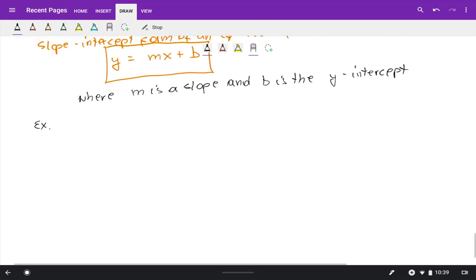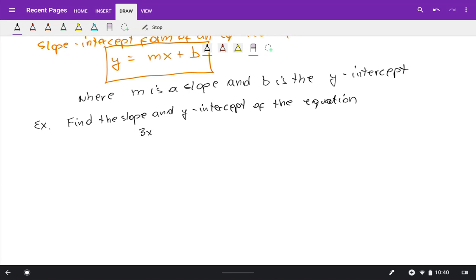So next what we're going to do: find the slope and y-intercept of the equation 3x plus 6y equal 12. Okay, and graph the equation.